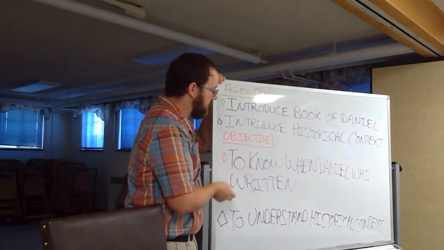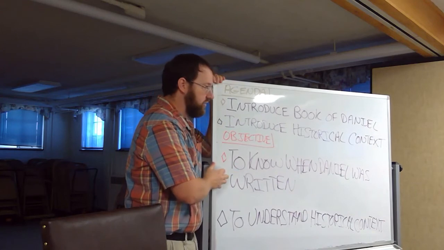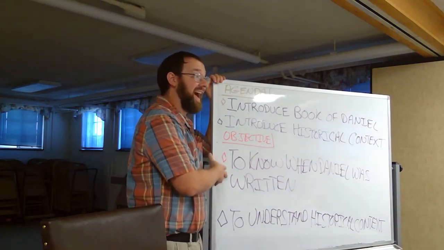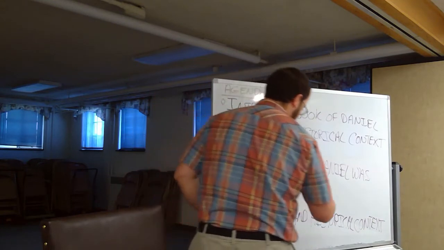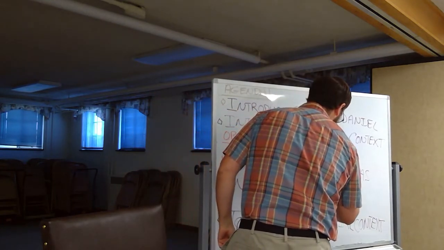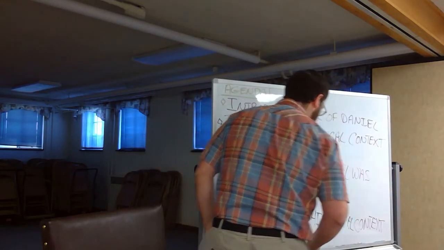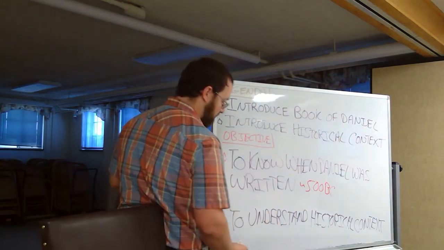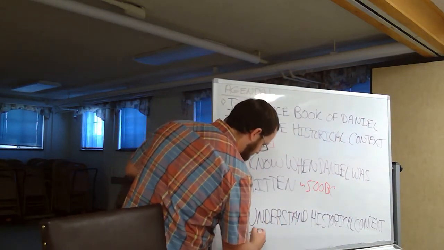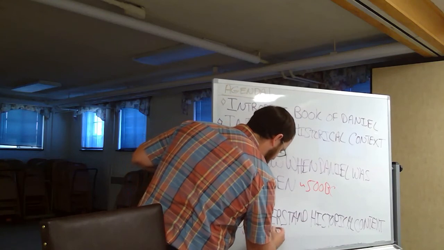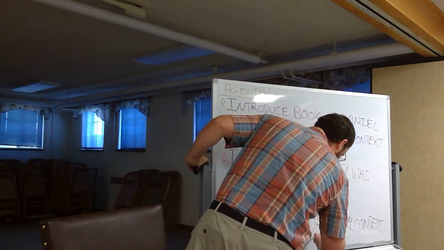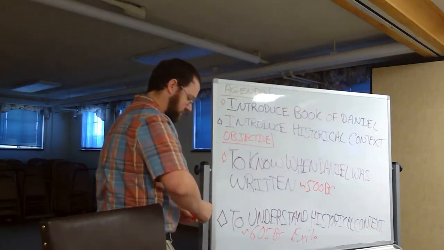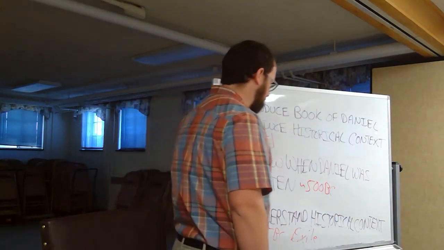We've talked about the historical context. The book of Daniel was written around 500 BC. Signpost that for us. Understand the historical context: we're around at the beginning, 605 BC, with the exile. Boom, bada boom. You can remember this.